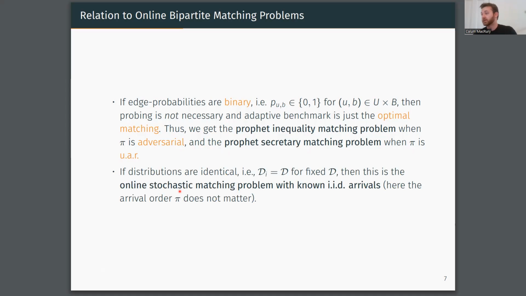If the distributions are all identical, so there's some fixed distribution from which each buyer is drawn, then this is really just a popularly studied problem called the online stochastic matching problem with known IID arrivals. And the thing to recognize here is, since the distribution is fixed, the arrival order is irrelevant.